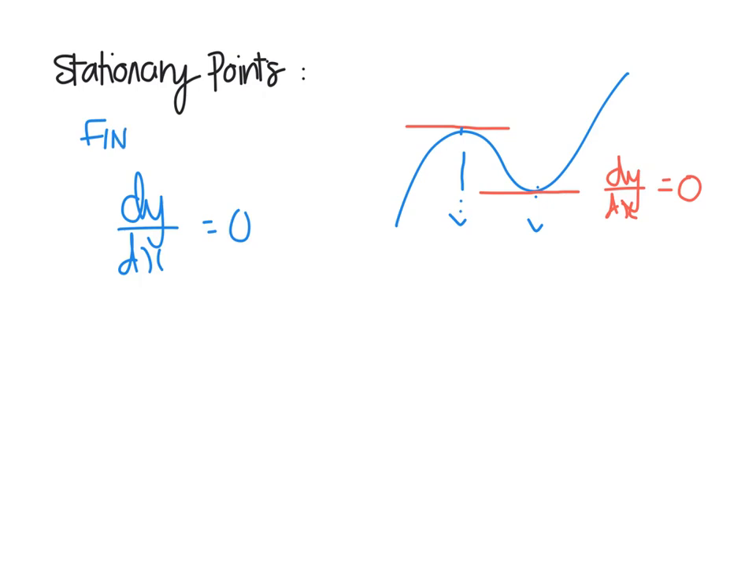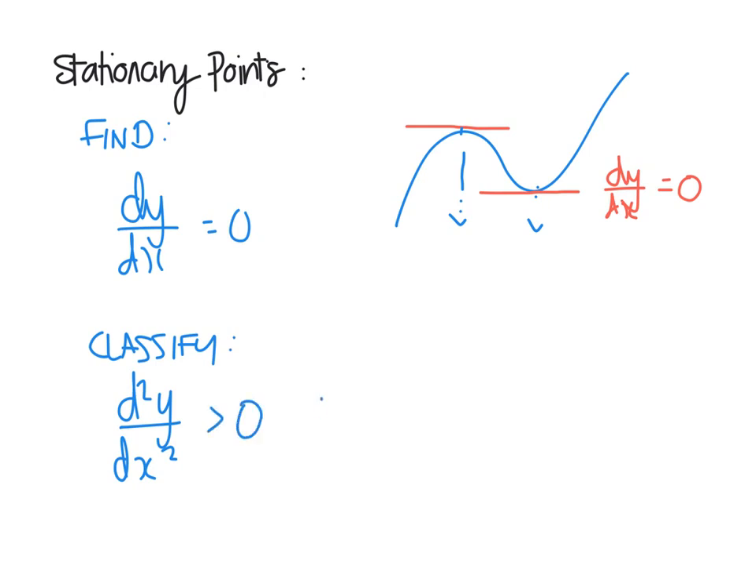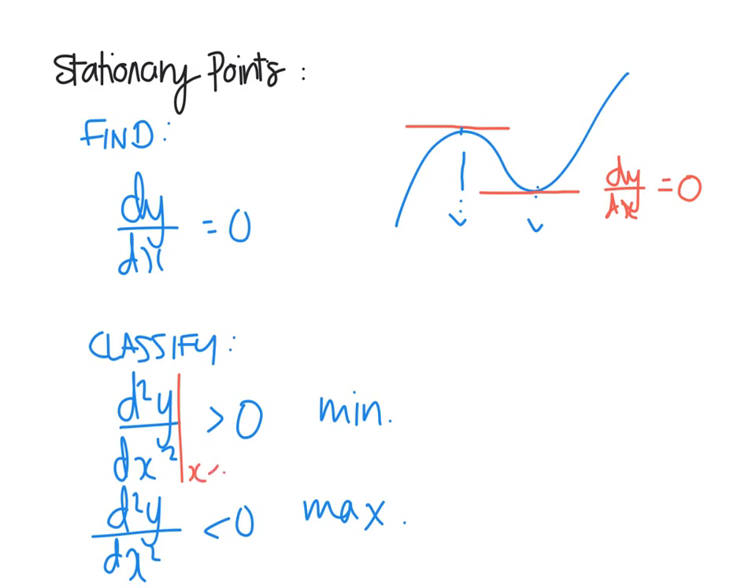That's to find them. To classify them, so that's to sort them out into whether they are maximums or minimums or points of inflection, we need to look at the second derivative, so differentiate again, which is the rate of change of the gradient. So how is the gradient changing over time? If that is a positive number, we have a minimum, and if that is a negative number, we have a maximum.